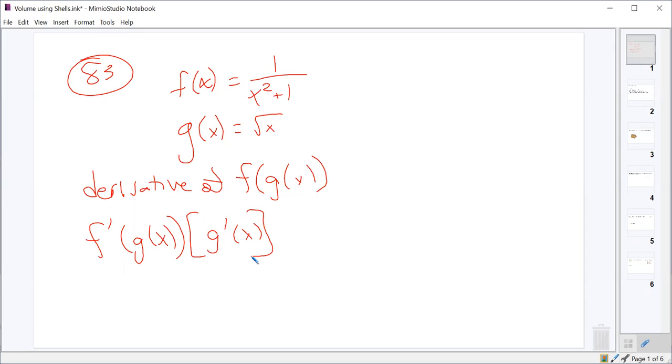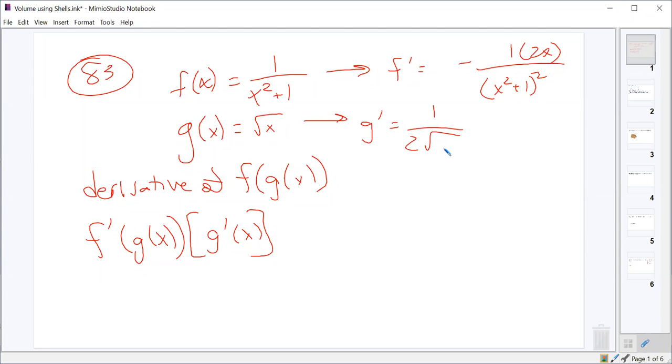So what's the derivative of f of x? We can use the reciprocal rule for that function, right? That should become negative 1 over that squared times the derivative of that denominator, so negative 2x over x squared plus 1 squared. And then what's g prime of x? It'd be 1 over 2 root x.